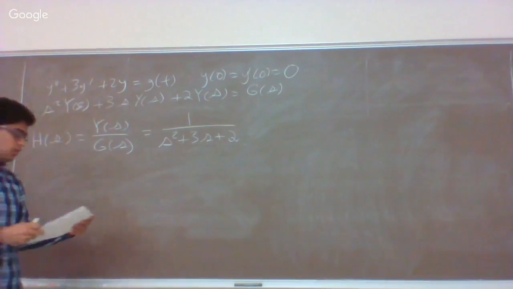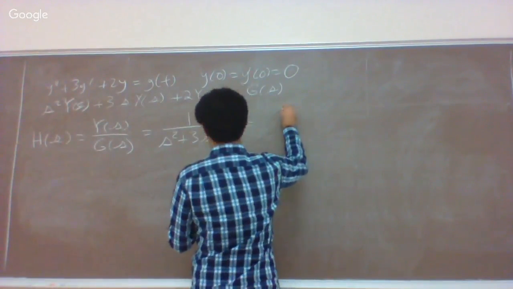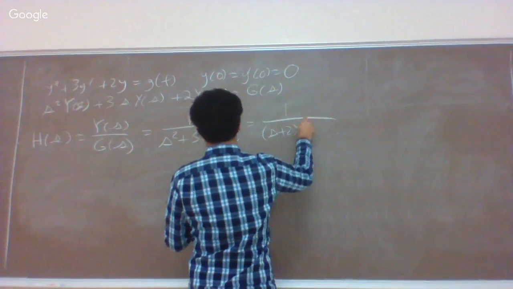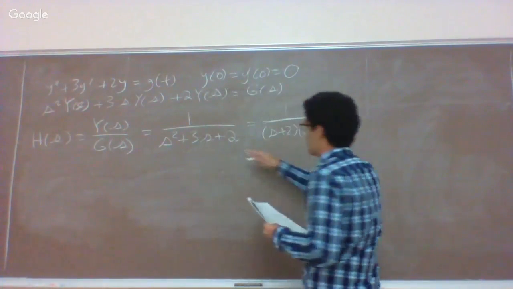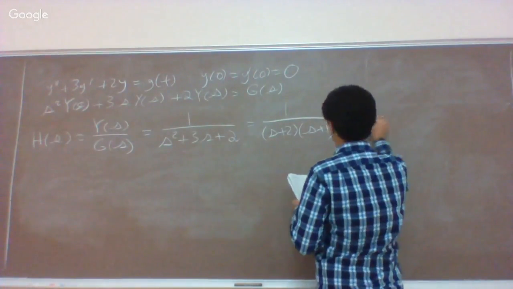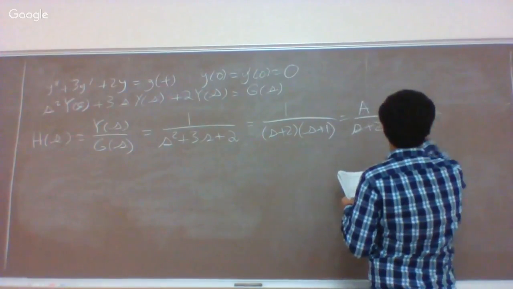Yes? So then we use partial fraction decomposition. So we get s plus 2 times s plus 1 in our denominator. If we break that apart, that's equal to A over s plus 2 plus B over s plus 1.